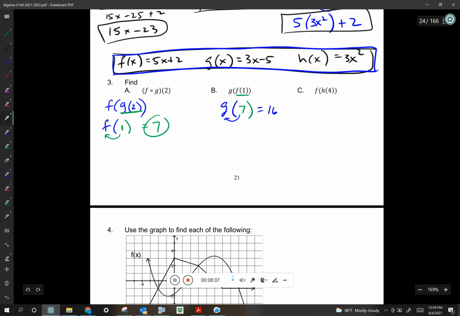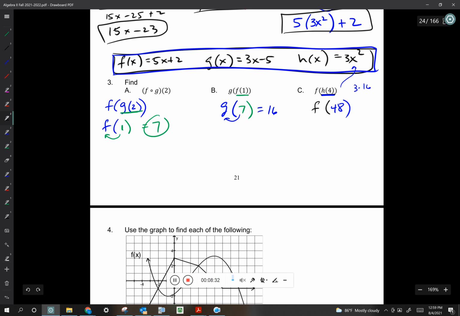Okay, and look at the last one. Start on the inside and work your way out. So what is h of 4? H of 4. So go to the h function. There it is, right? If I put in a 4, first I have 4 squared, which is 16, and then that's going to be multiplied by 3, so that's 48. So h of 4 is 48.